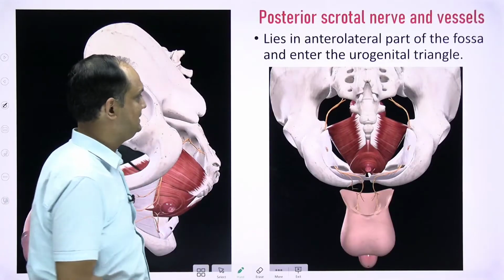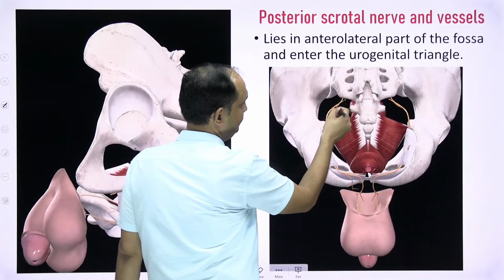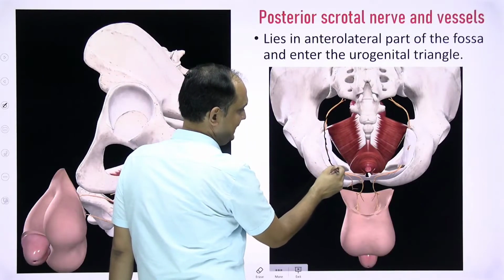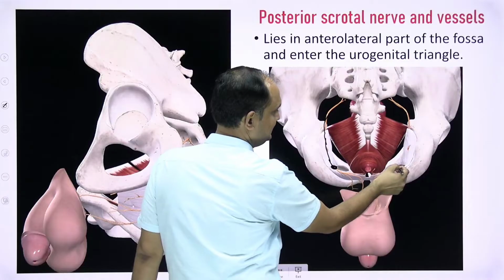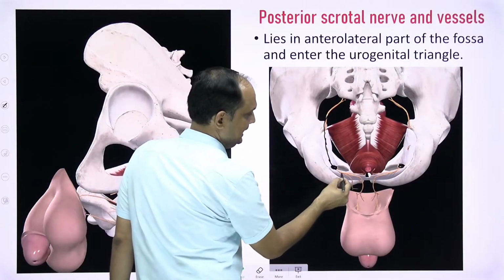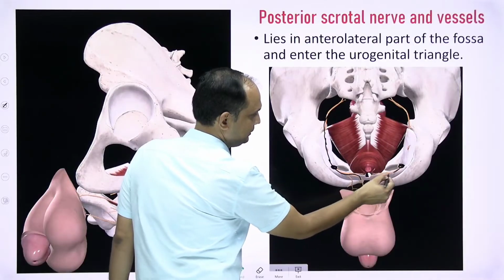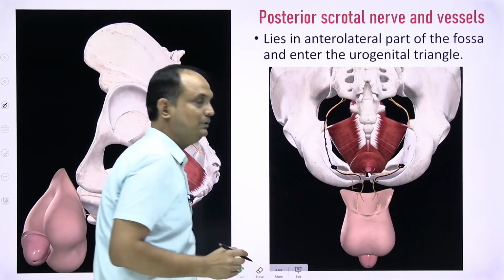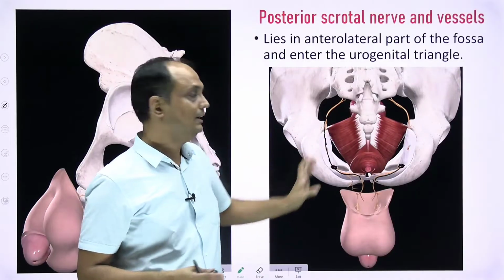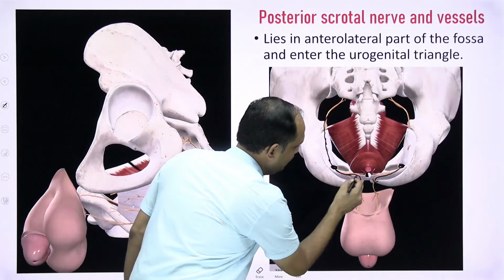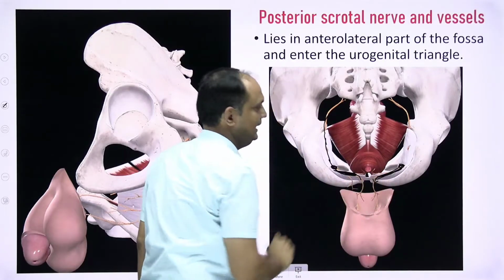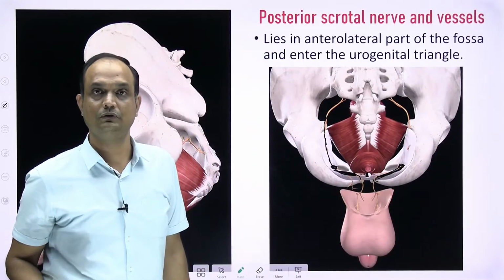Now you have to understand that this pudendal nerve, when it passes through the pudendal canal and approaches the anterior end of the pudendal canal, at this point it is going to divide into terminal branches, and these are the posterior scrotal nerves. These posterior scrotal nerves are not crossing the ischioanal fossa, but they are present along the posterior margin of the perineal membrane, or you can say the anterior part of the ischioanal fossa.